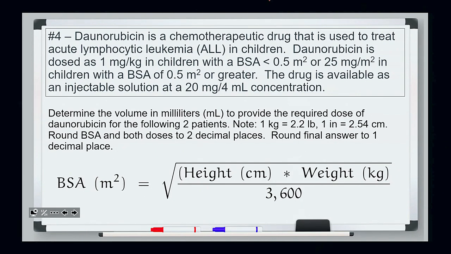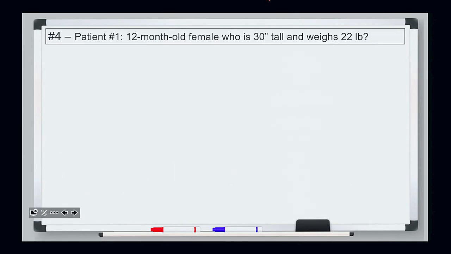Two patients here, so for the sake of time, I might just do one and show the other one quickly, but daunorubicin, a drug. The trick on this one is it's BSA dosing. If the BSA is less than 0.5, it's weight-based dosing, I should say. But if their BSA is greater than 0.5, then you use body surface area dosing. So obviously, we're going to have to calculate the body surface area to know how to dose it first. So I give you the body surface area formula right there, big and bold. So how would you go about this? For a patient who's 12 months old, who is 30 inches in height and weighs 22 pounds. So body surface area first, to determine which dosing regimen you have to use.